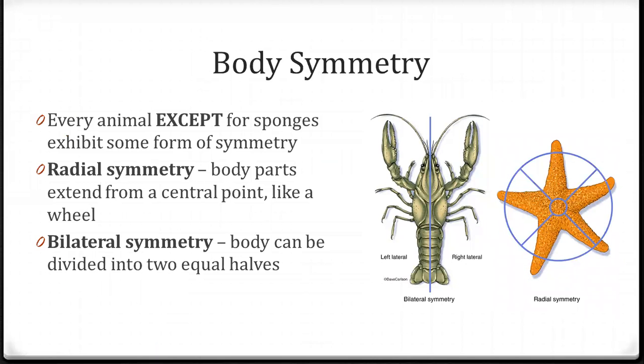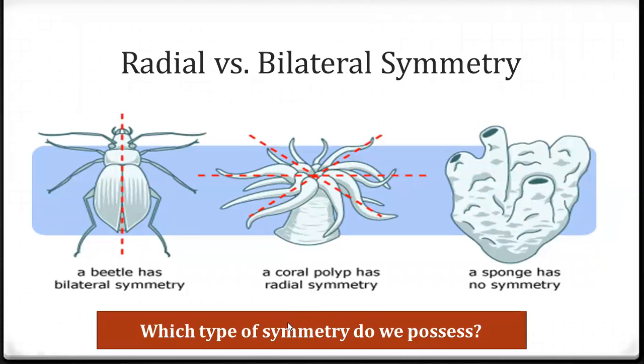Okay, so body symmetry. Every animal except for sponges exhibits some form of symmetry. So radial symmetry is the picture right here. It's like a circular symmetry. The body parts extend from a central point like a wheel. Bilateral symmetry, you can cut it in half and we have the same things on both sides, like humans. Okay, so let's label the types of symmetry. So this one is bilateral. Same thing on both sides after you cut it in half. A coral polyp has radial symmetry, so it's kind of like a circular wheel, and a sponge has no symmetry.